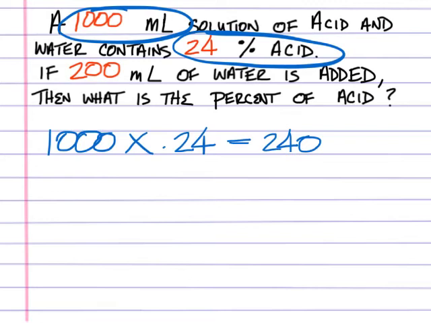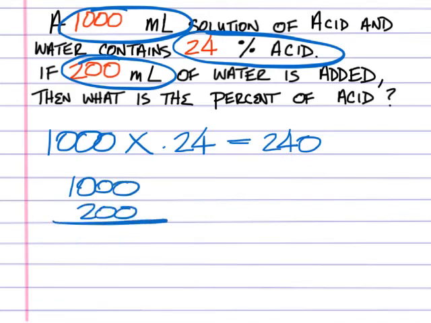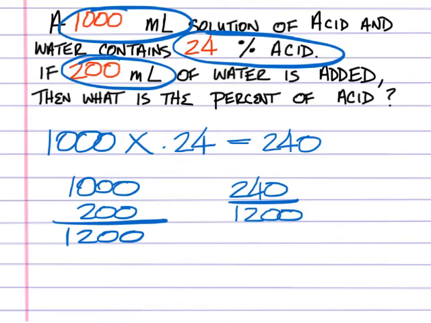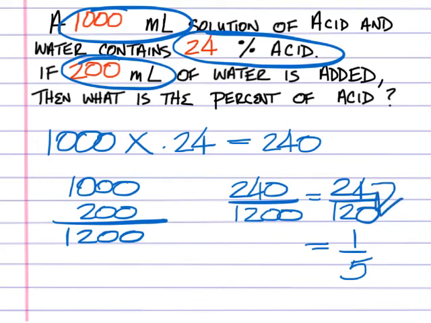Now, when you add 200 milliliters of water to the 1,000 milliliter solution, you're going to come up with 1,200 milliliters. So divide 240 by 1,200. And that's the same thing as saying 24 divided by 120. And if you simplify that, it will come down to 1 over 5 without even using a calculator, because 24 goes into 120 five times. 1/5 as a percent is 20%.